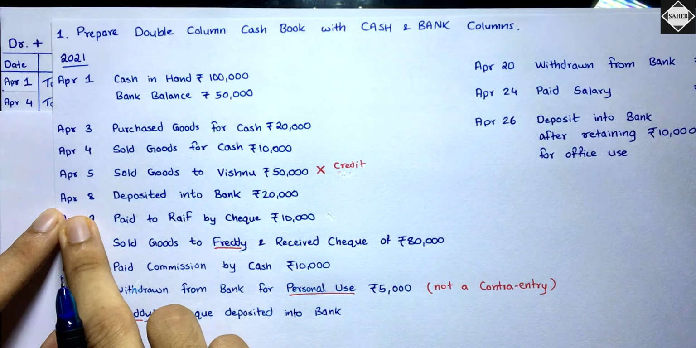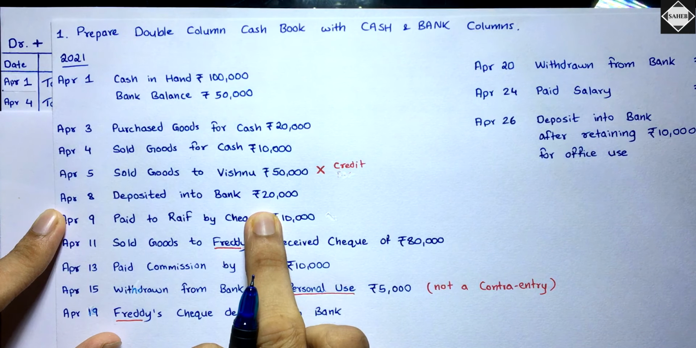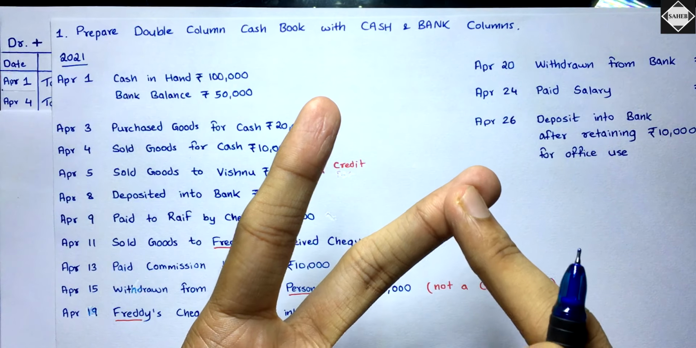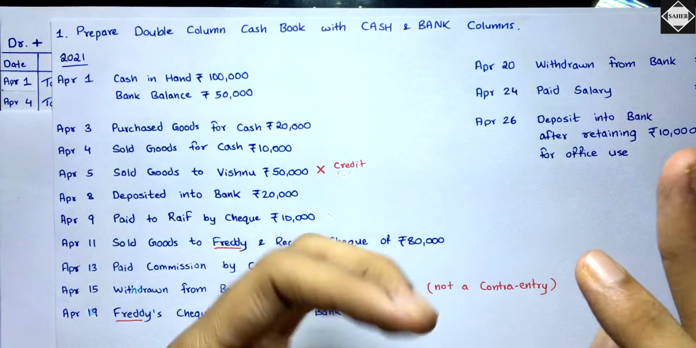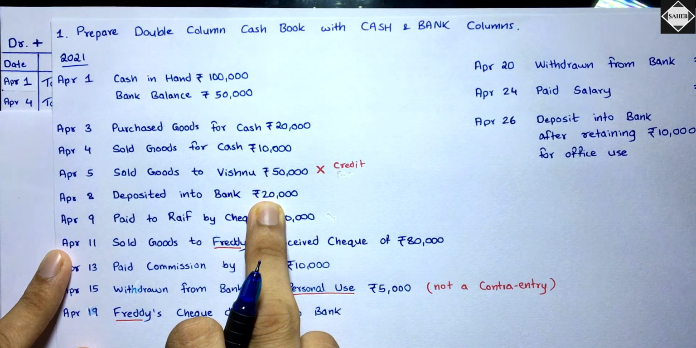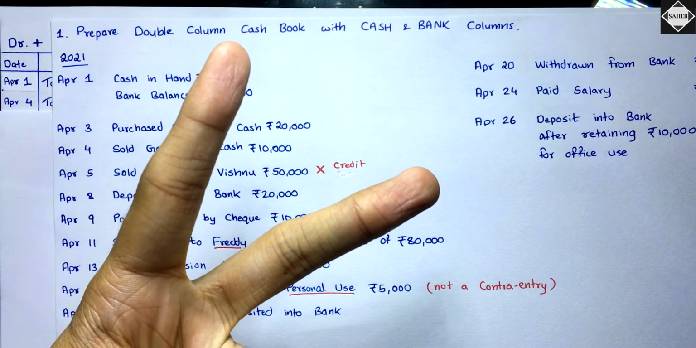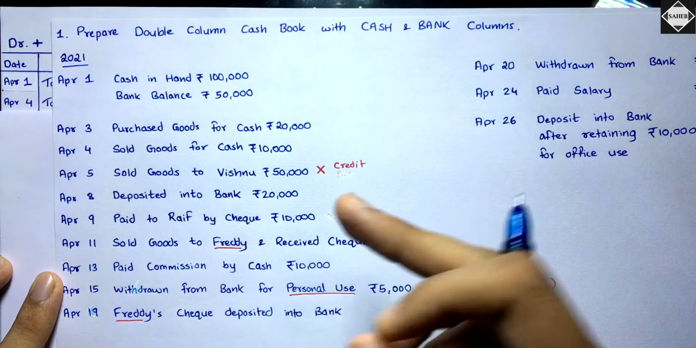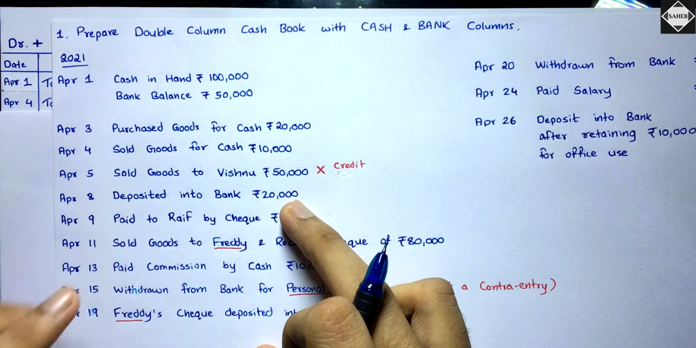Move on. Then you have the April 8th transaction. See here, deposited into bank. You all know, whenever you have these two transactions, withdrawal or deposit, then those are contra entries. I have already explained that to you. So this is a contra entry, deposited into bank 20,000. Why is that a contra entry? Because here the bank account is affected, and the cash account is also affected with the same amount at the same time, right? So deposited into the bank. So bank is increasing by 20,000. Cash is decreasing by 20,000.